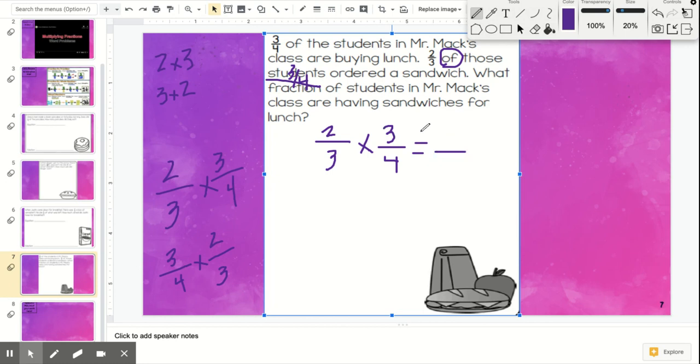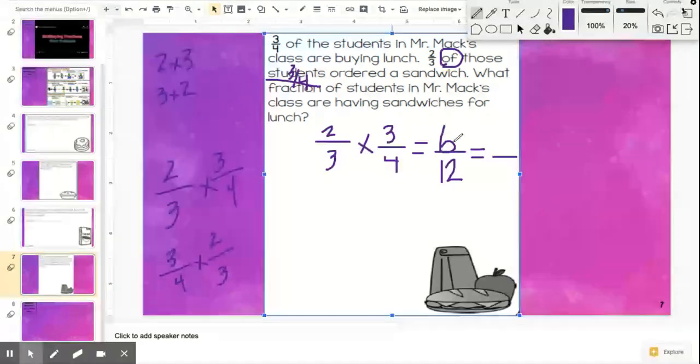So let's figure this out. If you did top times top, 2 times 3 is 6. Bottom times bottom, 3 times 4 is 12. Okay, you should have realized that you're not finished. This is not your final solution because yes, this can be simplified. So you could have divided by a few numbers actually. You could have started with 2. You could have divided both of these by 2 because they are both even. They also have a 3 in common. You could have divided by 3, but they also have a 6 in common. 6 fits into 12 evenly. So you could have divided by 6 right away and that would have given you your final answer.